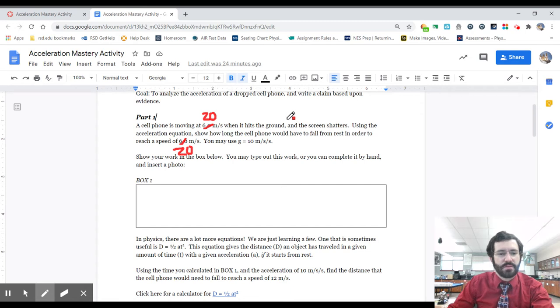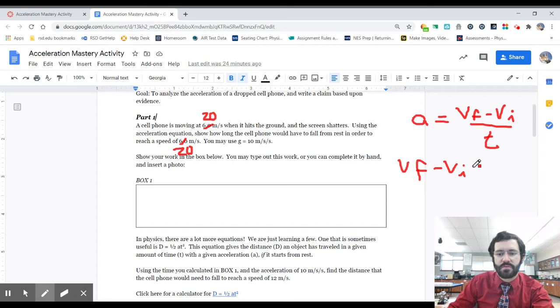And it was not moving that fast because it was dropped from rest. And we want to figure out how much time it would take for it to speed up to 20 meters per second. So we know that acceleration is equal to change in velocity over time. We also know the change in velocity, or final minus initial velocity, is equal to the acceleration times the time.